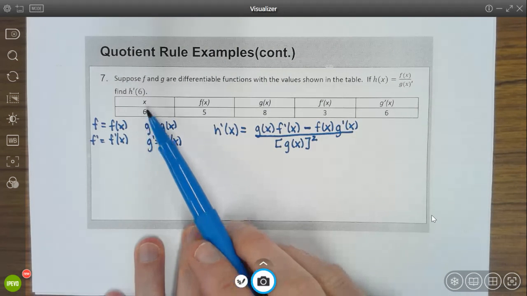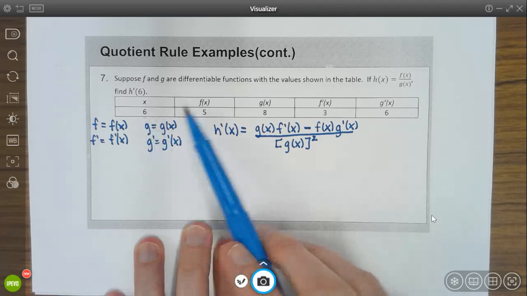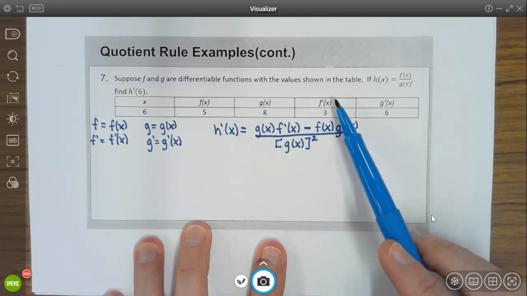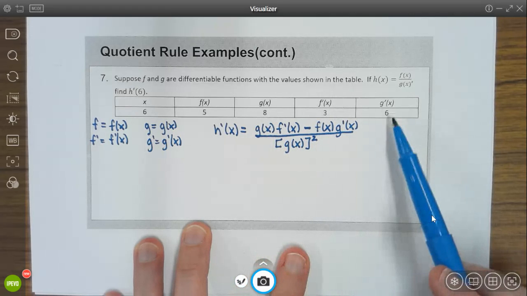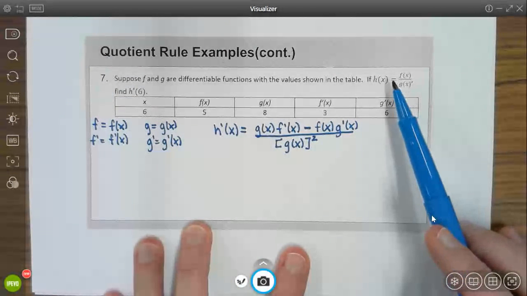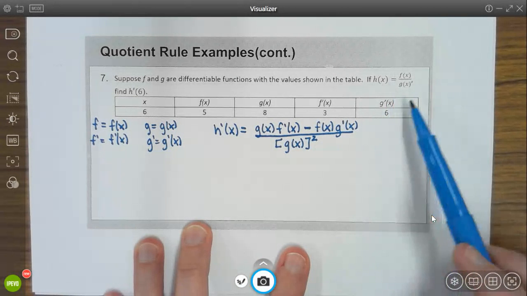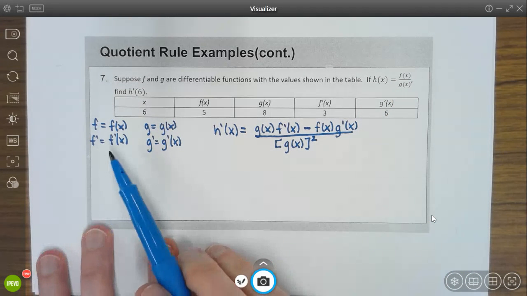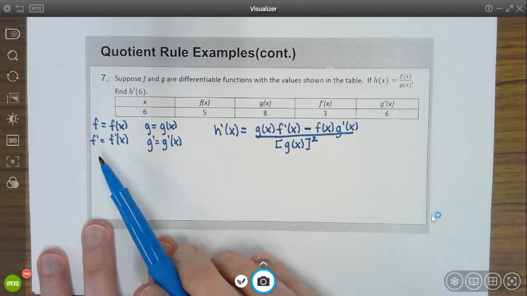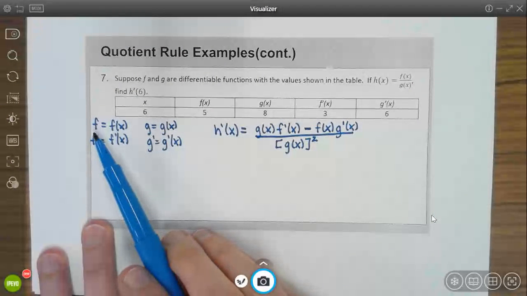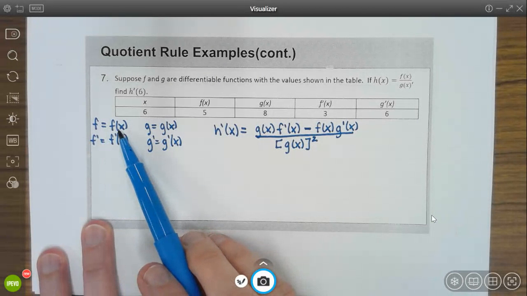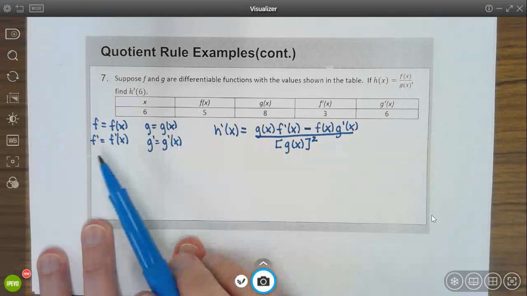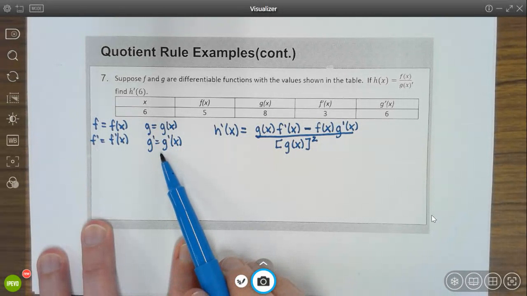So here they're telling me that when x is 6, f of 6 is 5, g of 6 is 8, f prime of 6 is 3, and g prime of 6 is 6. And they're defining h of x as this quotient of f of x divided by g of x. So again, I kind of went off to the side and I set up my pieces for my quotient rule. I'm letting f represent the function on top and g represent the function on the bottom of my fraction. And then I found the derivative of those pieces.